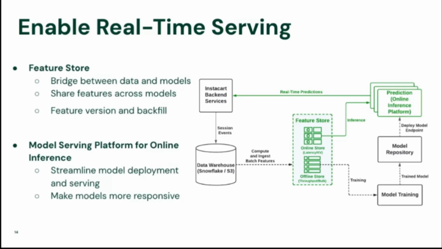The transition to real-time serving involves many things. The largely two things I want to list out here are two main products. One is the feature store, and the other is the online inference platform, or sometimes we call it the model serving platform. We'll cover the details of each shortly. But at a very high level, the feature store builds the connection between data and ML models and enables sharing of features across different models. And model serving platforms enable online inference or real-time prediction. They streamline model deployment and serving and make the model more responsive.